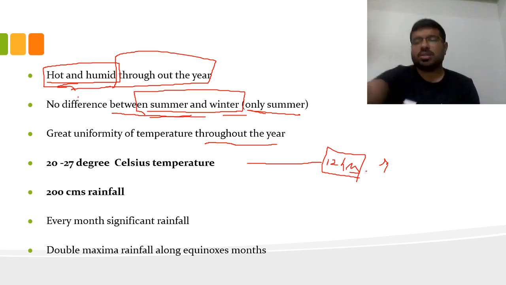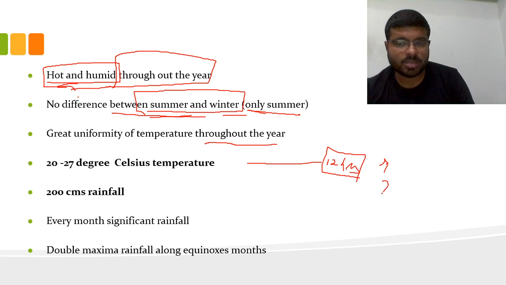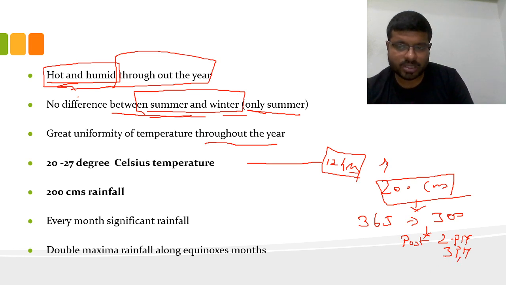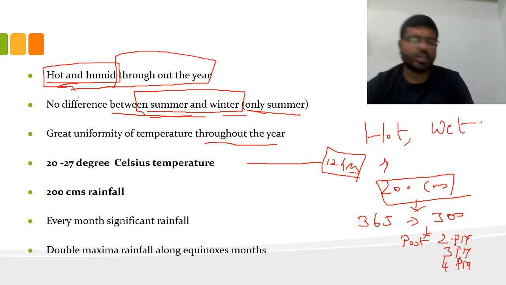And because of this, rainfall is 200 centimeters. There is more rainfall because there is more evaporation. And why this kind of rainfall? Usually, out of 365 days, on about 300 days in a year, you will get rainfall post afternoon, after 2 p.m., usually around 3 p.m., 4 p.m. You will find as much rainfall as possible. So almost every day, it is hot in the morning, wet in the evening.